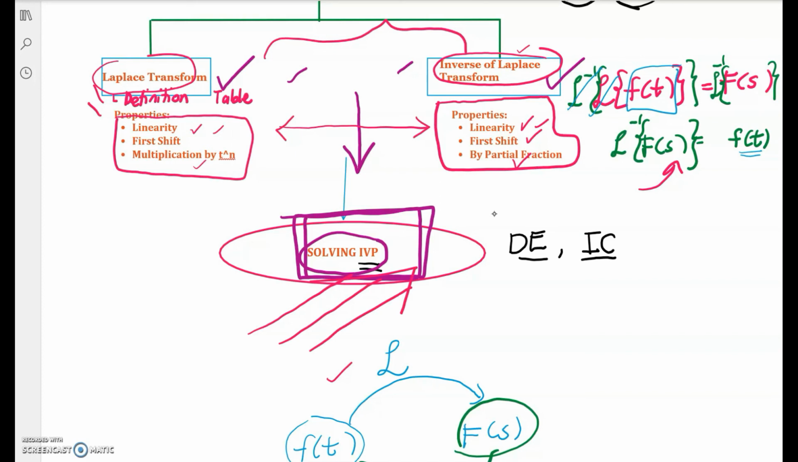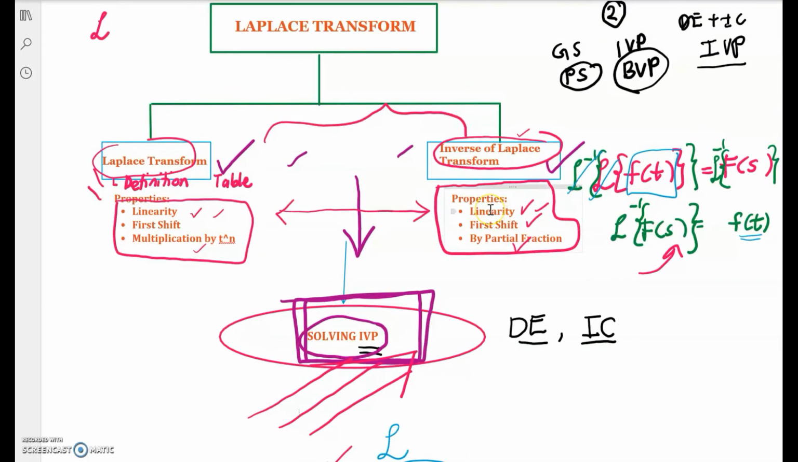In the next video I am going to show you the definition and the table, and then we move on to the properties. Okay, thank you class.